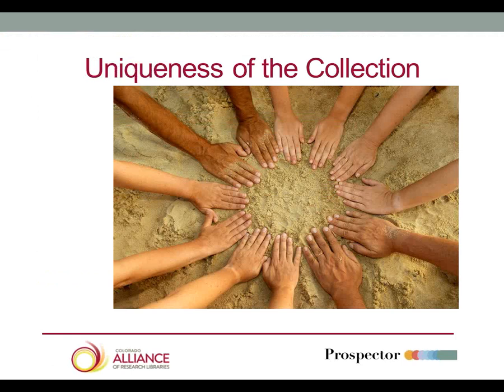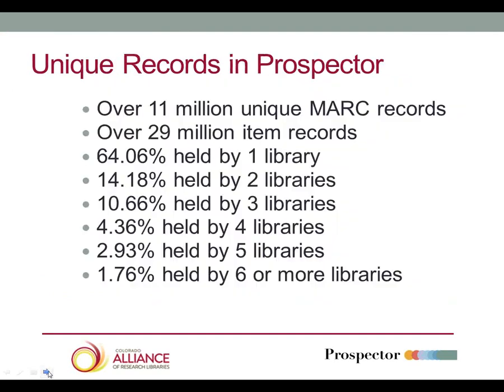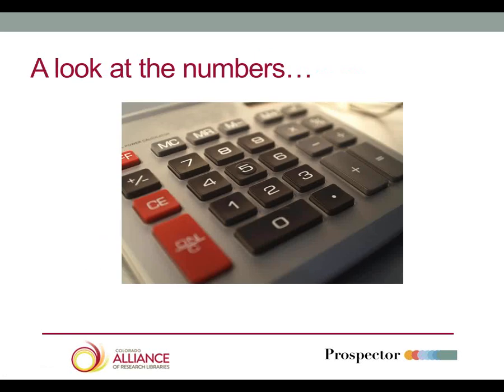And now I'm just going to talk a little bit about the uniqueness of the Prospector collection and some statistics. So you can see here in Prospector this is over 12 million unique MARC records, and we just reached a little bit over 30 million. And then you can see the breakdown. There are quite a few records that are held by only one library in Prospector, and that's what's pretty amazing. We have so many similar type libraries, a lot of big academics and big publics, yet we still have been able to maintain quite a bit of uniqueness, so everybody's bringing something different to the table.